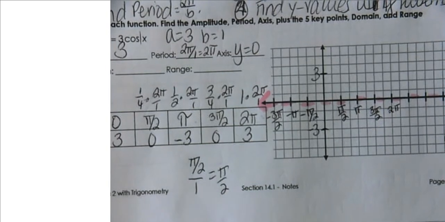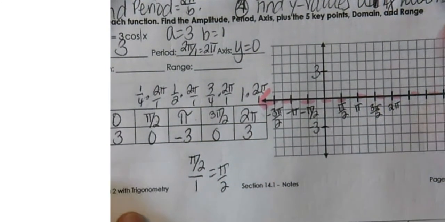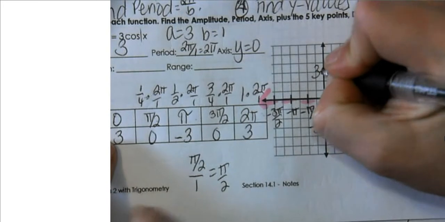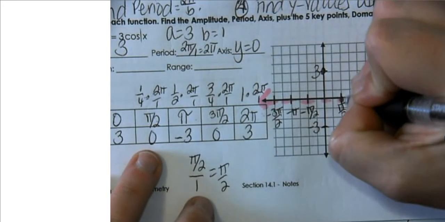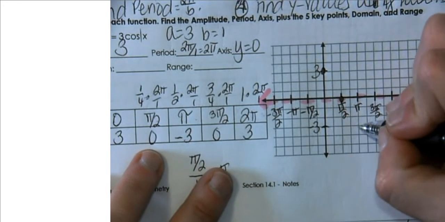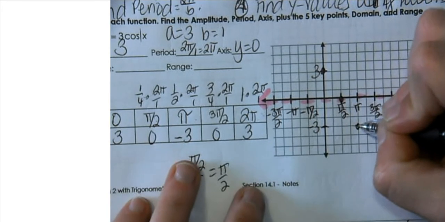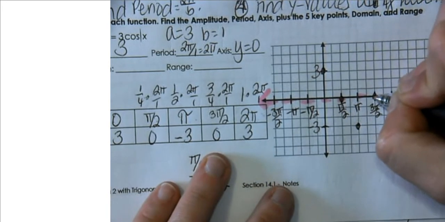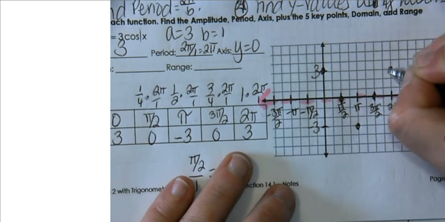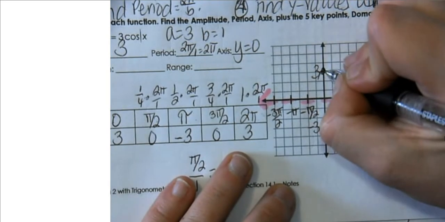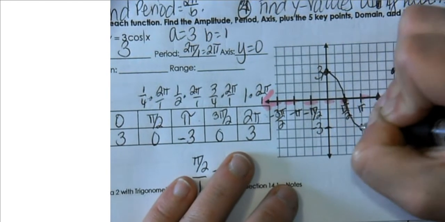Now it's time to plot these points. So I'm going to plot 0, 3, pi over 2, 0, pi going down to negative 3, 3 pi over 2, 0, and 2 pi going up to 3. So what I have here is one full cycle of cosine.